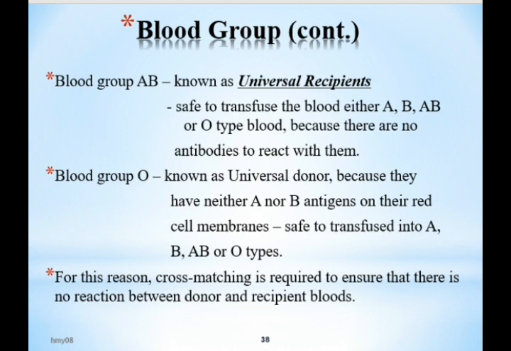What about blood group O? Blood group O is called a universal donor because they do not even have A or B antigens in the red cell membrane. Due to that, the blood cells of people with A, B, or AB will not react to them. It will just allow the blood to come in.